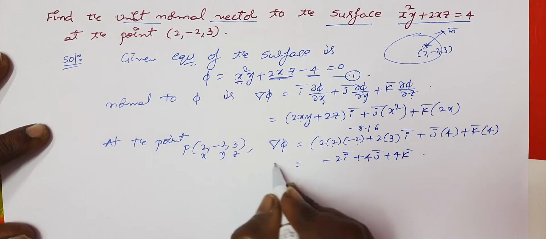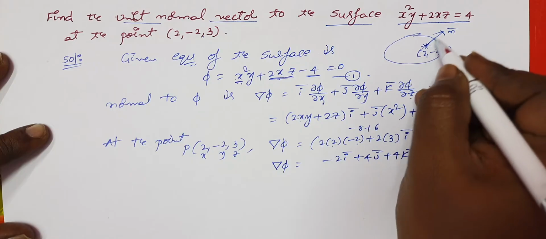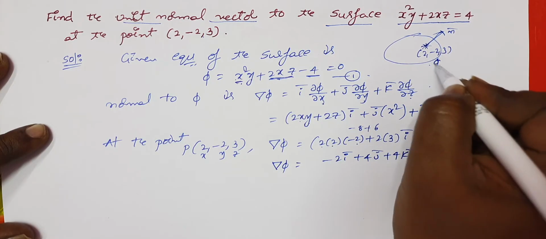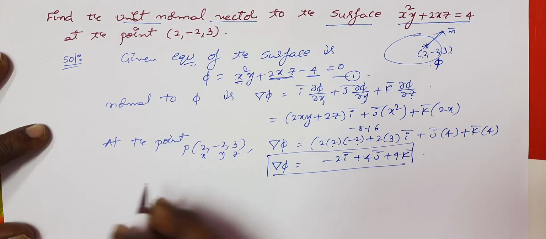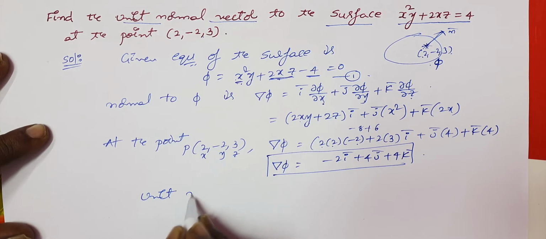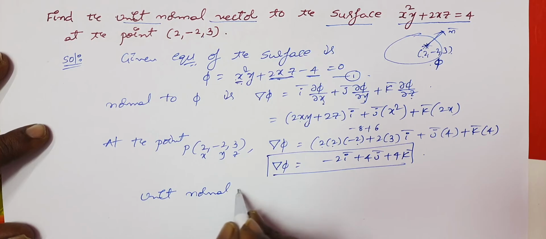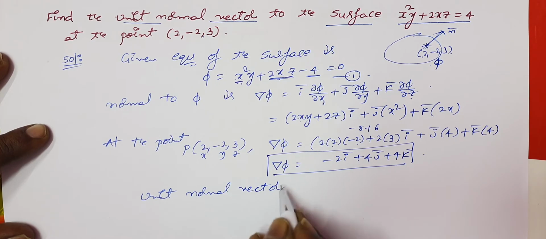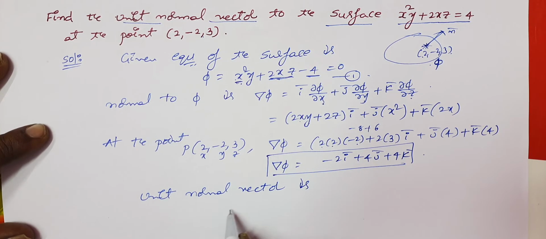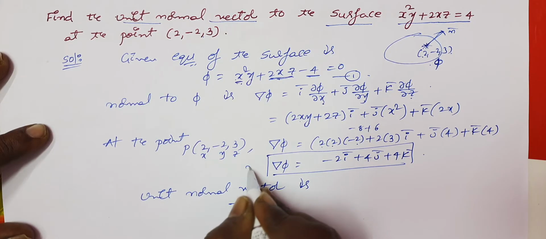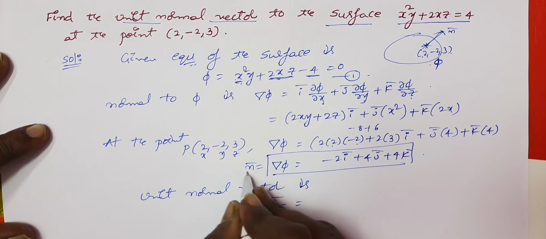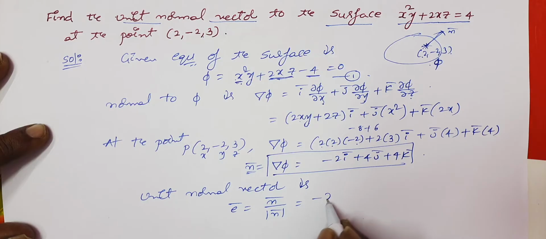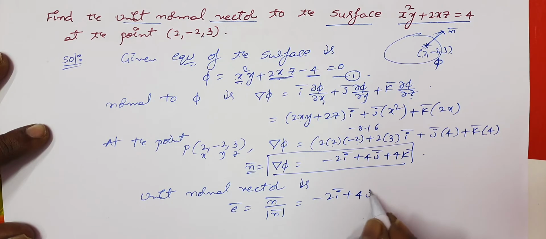This is the normal vector to the given surface phi at the point (2, -2, 3). We need the unit vector for this one. So the required unit normal vector is represented by e bar. You can take this one as n bar. So you will get n bar by the length of n bar. The normal vector is represented by n bar: -2i bar plus 4j bar plus 4k bar.